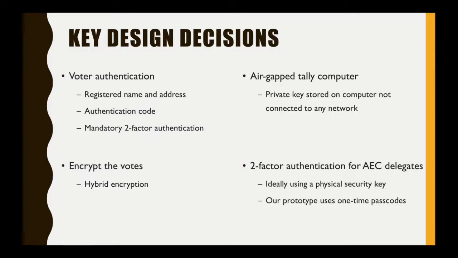Then we need to encrypt the votes both at rest and in transit. We're using a hybrid encryption scheme, and I'll talk a bit more about that when we get to the demo. We want to have an air-gapped tally computer because we don't want the private key stored anywhere that can be read from the internet in any way. That way the integrity of the vote is ensured. And finally, we want to mandate two-factor authentication for the delegates who use the system, ideally using a physical security key, although in our prototype we couldn't do that, so we use one-time passwords.